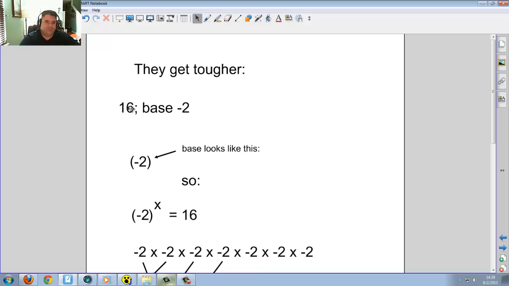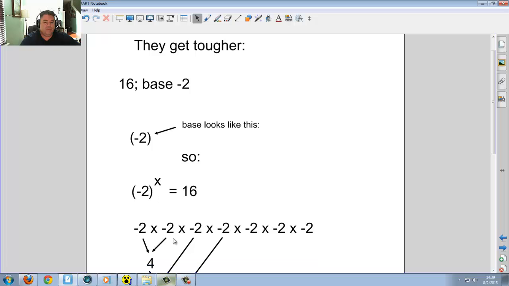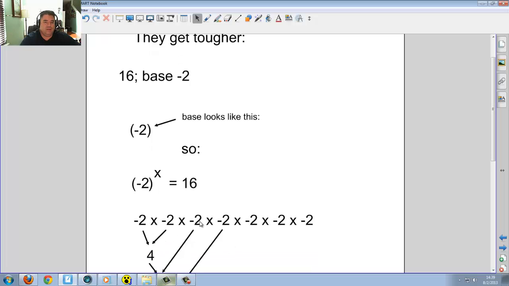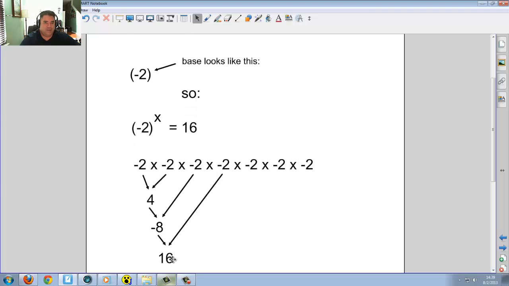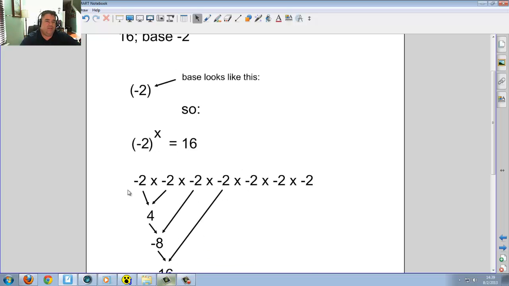They get tougher. If your answer is 16, your base is -2. It's the same idea, but we just start with -2's. So -2 times -2 is 4. Times -2 is -8. Times -2 is positive 16. Here's a hint. If there's an even number, it's going to be a positive answer.